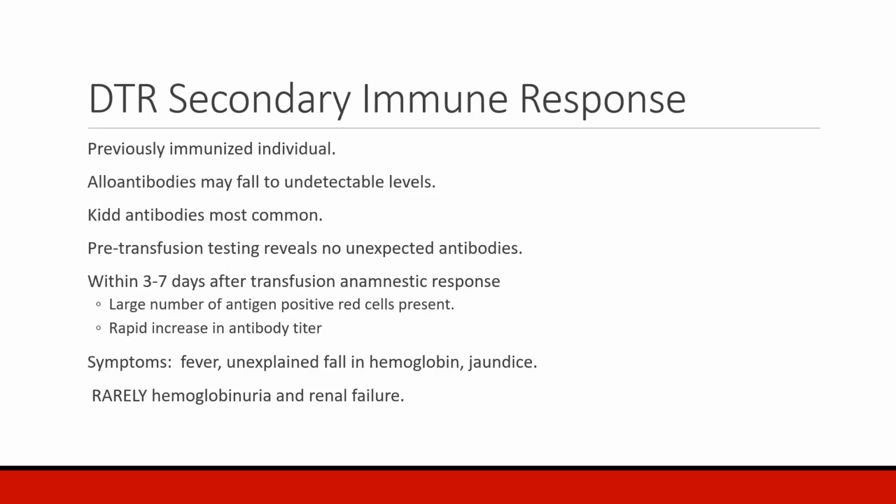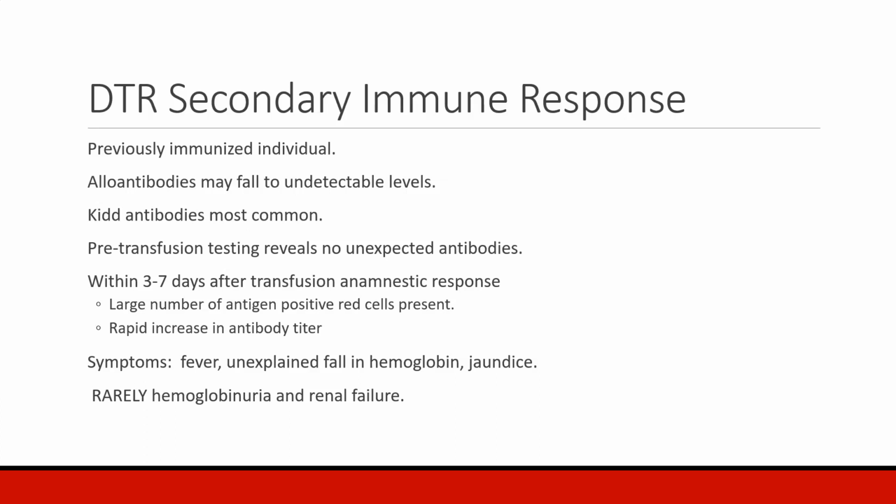So they come to you, a blank page, the antibody screen is negative, so you just set up random donor blood. Within 3 to 7 days after transfusion, the anamnestic response kicks in, and the large number of antigen-positive red cells present will promote a rapid increase in antibody titer. So the symptoms: the patient will have fever, an unexplained fall in hemoglobin, and jaundice. Because these cells are breaking down, the liver can't handle the bilirubin levels, and so the patient will turn yellow. Rarely there's hemoglobinuria and renal failure.